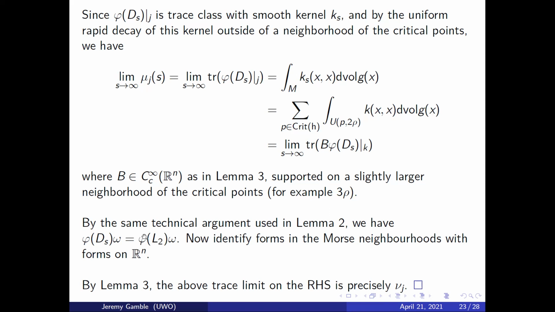We have to do some more technical stuff to basically say, okay, we can write this phi of ds as phi of L of s. And you just need some Sobolev theory and stuff like that to make it go through, but there's nothing very interesting going on there. So then you just identify everything happening on Rn with your little Morse neighborhoods, and then the result goes through. So that completes the proof, or at least the sketch of the proof.